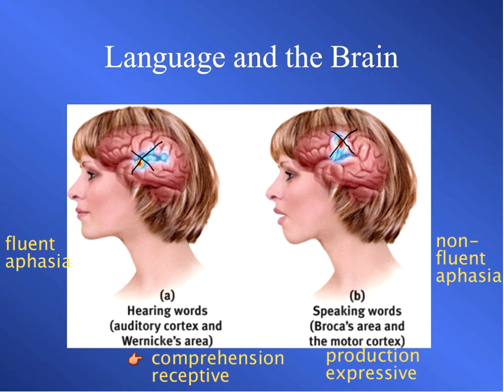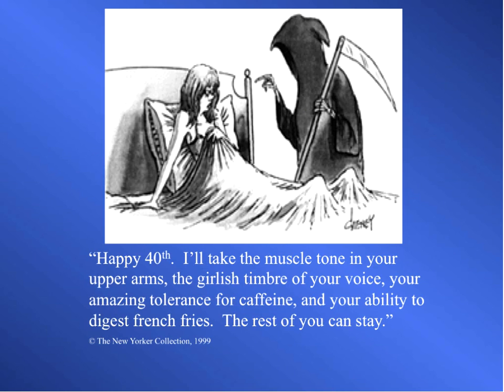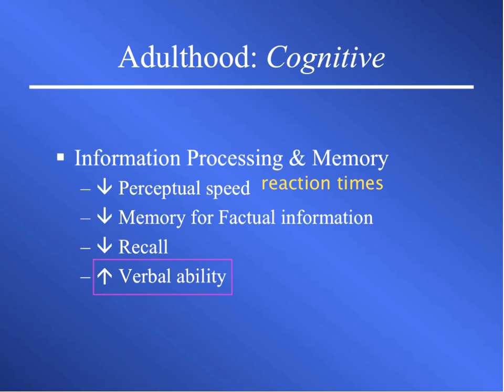That's a good question. What is it that's lost and gained for physical in adulthood? And I don't even remember what I had. So worse vision, worse muscle strength and flexibility, decreased basal metabolic rate. The only gains we had were in the cognitive domain where we talked about verbal ability improving.